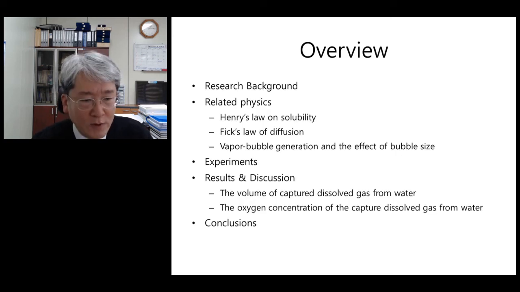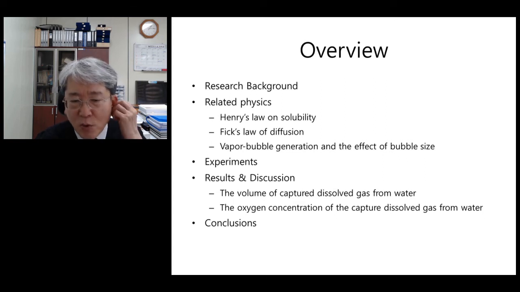I'm going to go over some research background related physics that includes Henry's law on solubility, Fick's law of diffusion, and the vapor pressure of water with which water may start changing its phase, followed by experimental work descriptions. Results are presented and analyzed based on the mass balance of oxygen and nitrogen gas species, and finally the conclusion is given.